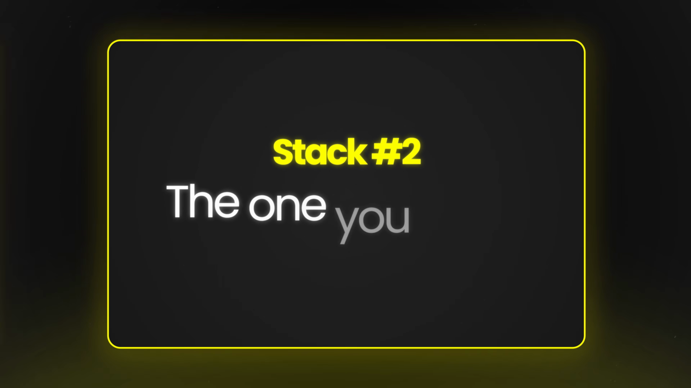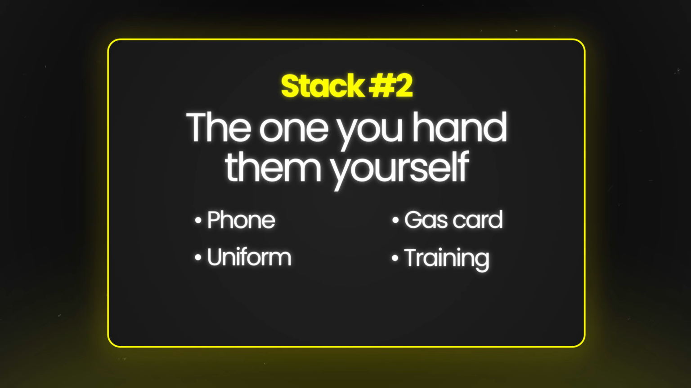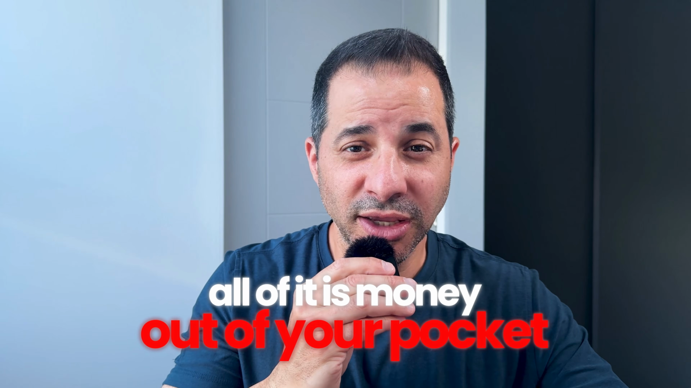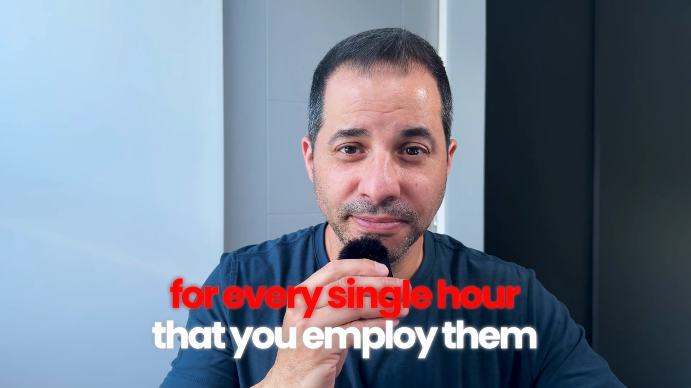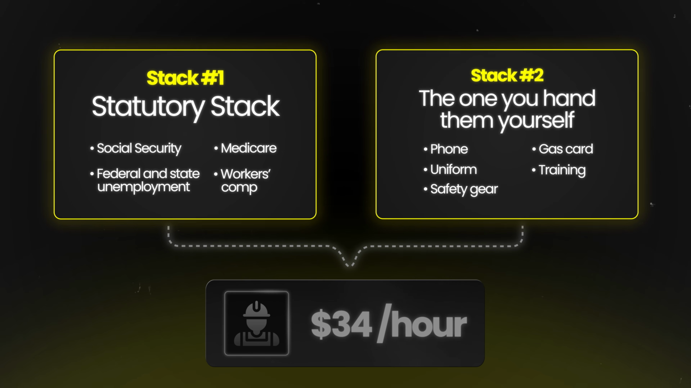The second stack is the one that you hand them yourself: the phone, gas card, uniform, training, and safety gear, to name a few. Now, none of that will show up automatically in their paycheck, but all of it is money out of your pocket for every single hour that you employ them. This is what we call labor burden. It's everything on top of the gross wage that it takes to employ someone.